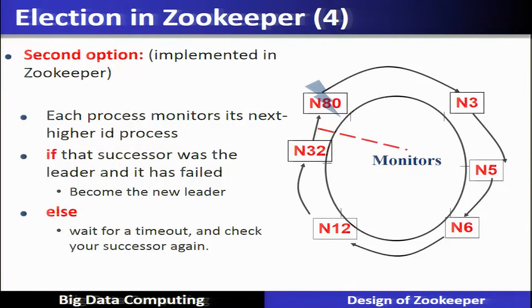Now, if the successor that a process is monitoring is detected as failed, and if that failed process happens to be the leader, then the process that detected the failure becomes the new leader. So, there is no leader election required in this case in Zookeeper. Otherwise, it will wait for a timeout and check the successor again.